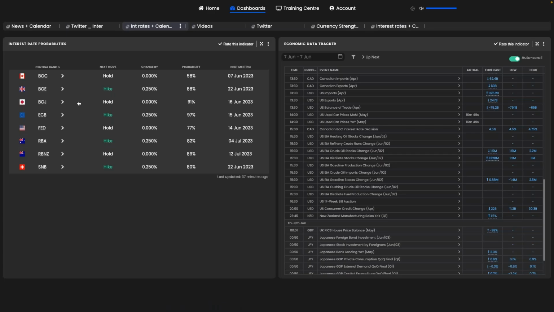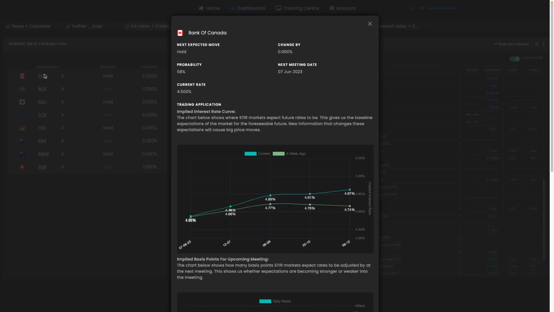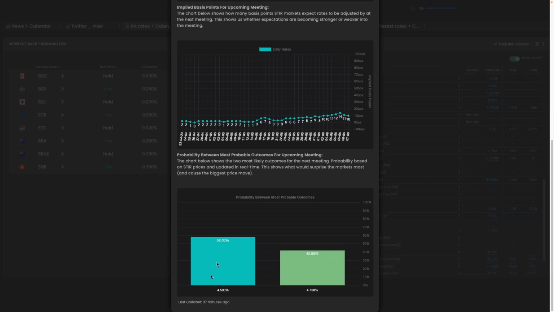But I'm not going to ignore what the market's saying, because look at short-term interest rate markets. They're pricing in a 50-50 chance, so they're in favor of no interest rate hike. And it's more an outside chance that they will hike by 25 basis points, roughly a 40-60 split. And I think that's fair, and I do think that's helpful.